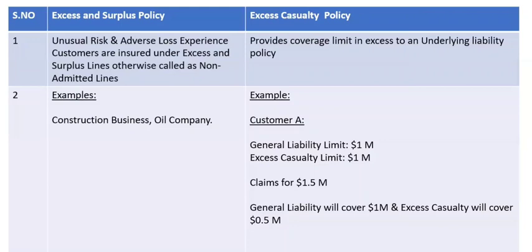So if there is a claim, say for 1.5 million from a customer, the primary policy will cover initially. In this case, we have a customer A with a general liability limit of 1 million and an excess casualty limit of another 1 million. He had a claim for 1.5 million. Initially, the general liability policy covered 100% of the first 1 million, and the excess 0.5 million is covered by excess casualty. So this is what we mean by excess casualty.